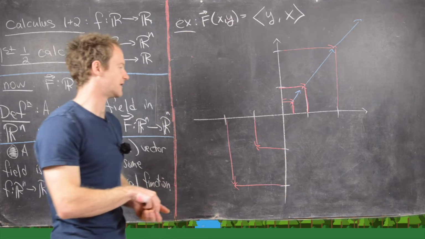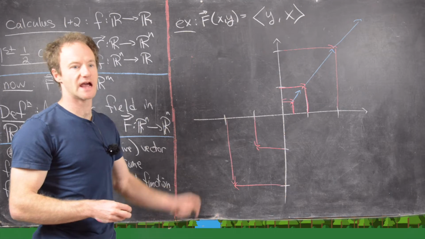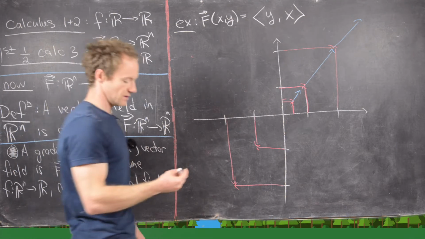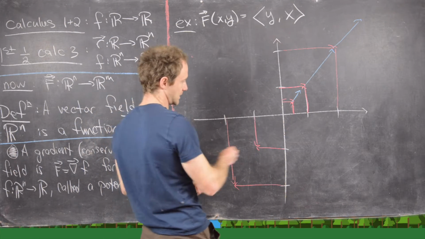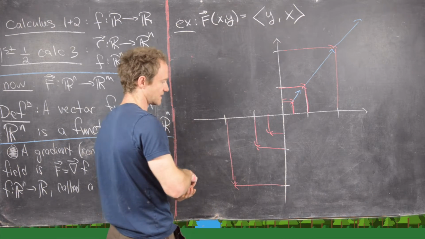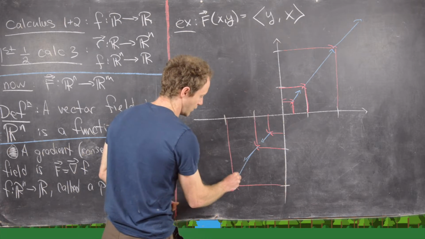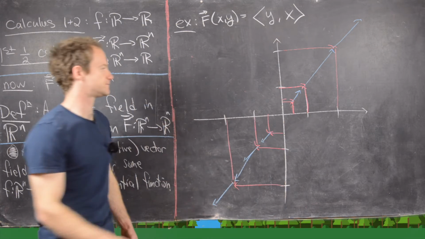So I'll let you guys fill that in, but notice over here in the third quadrant, x and y are both negative, so you get this same kind of picture. It's just pointing in the opposite direction. So we get something like that, and then along this line, we'll be pointing away like this.